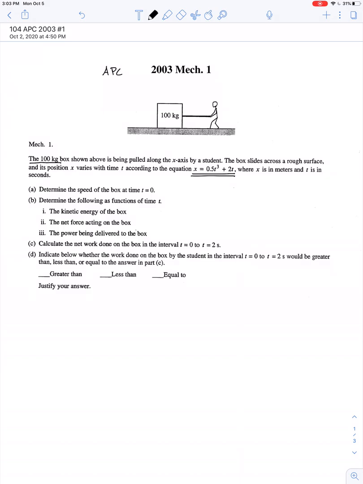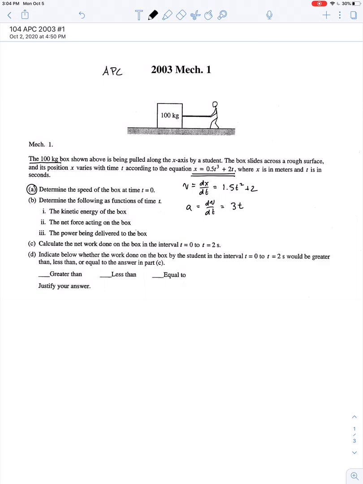Now, before I even read through all the questions A through D, I'm just going to take the time to do a little calculus and find an expression for the velocity of the box as a function of time. So all I have to do is take the derivative of position, which gives us 1.5t squared plus 2. And while I'm at it, I'm going to find acceleration, which is the second derivative, or the first derivative of velocity with respect to time. And this gives us 3t.